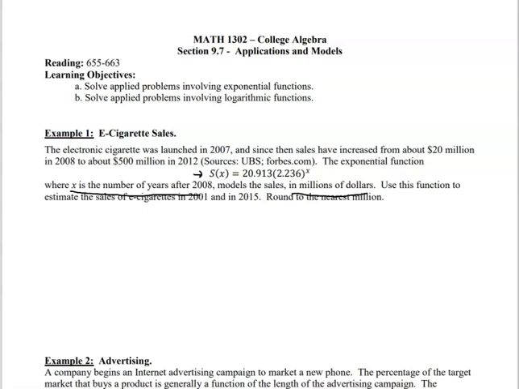So in 2001, X represents the number of years since 2007, so e-cigarettes weren't even here in 2001 according to this information, so we can't really do that one. But in 2015, we could say that from 2007 to 2015, there are several years that have gone by, so 8 years. And that's what we're going to want to plug into our function to figure out what our estimate for e-cigarettes would be after 8 years.